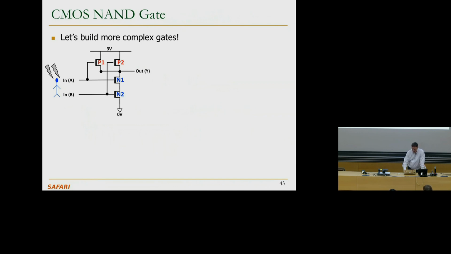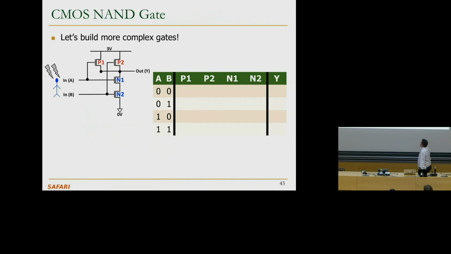I realize that if I have 2 different inputs, each one can be 0 and 1. So I have a total of 4 different cases. Both A and B can be 0, A0 B1, A1 B0, both of them 1. And I can simulate this thing through and see what is going to happen.